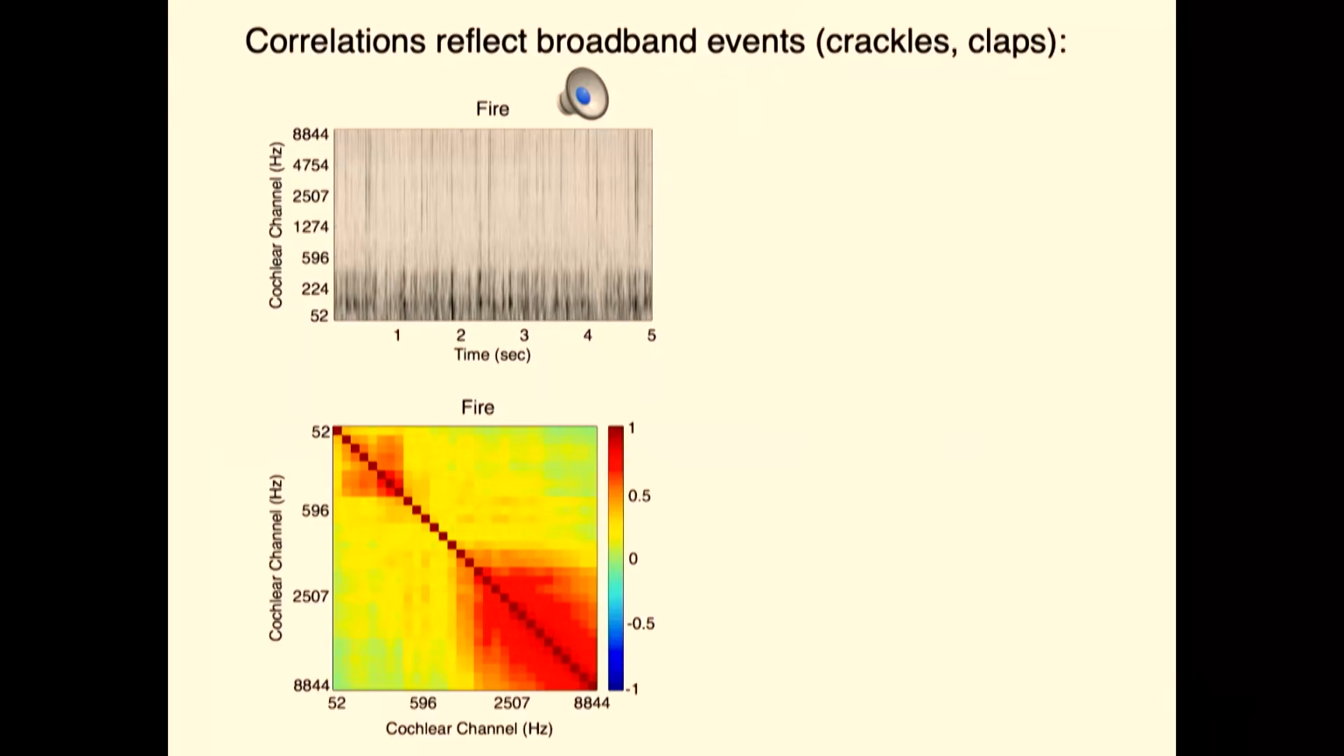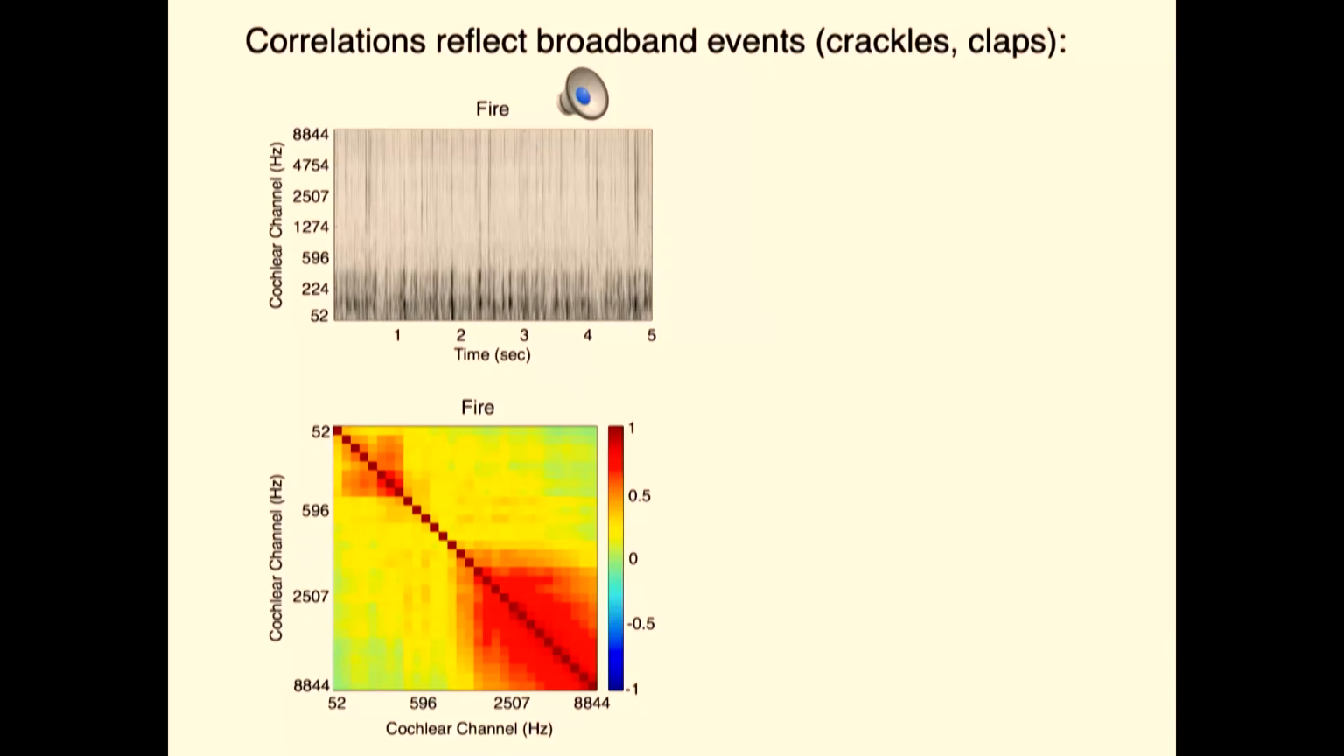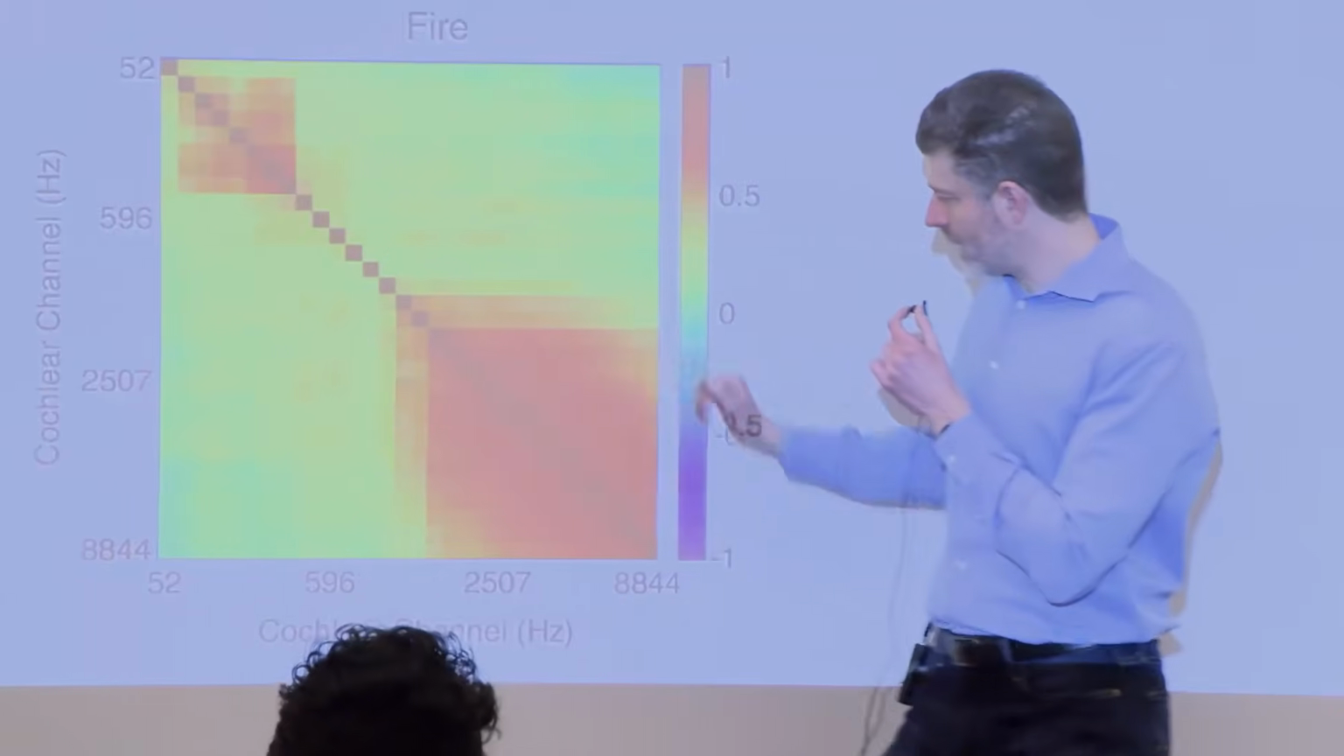Okay. And so this is a matrix of all those correlation coefficients. So the axes here are the cochlear channels, okay? And so the diagonal here has got to be 1, right? But the off diagonals can be kind of whatever. But you can see that for fire, especially either at the very low frequencies or the relatively high frequencies, there's a lot of red, right? So things are pretty strongly correlated. Okay.